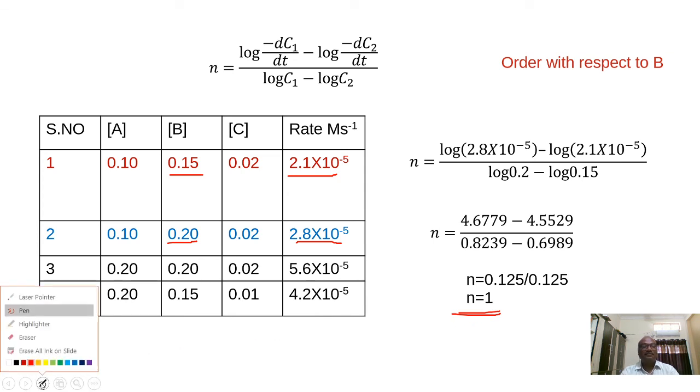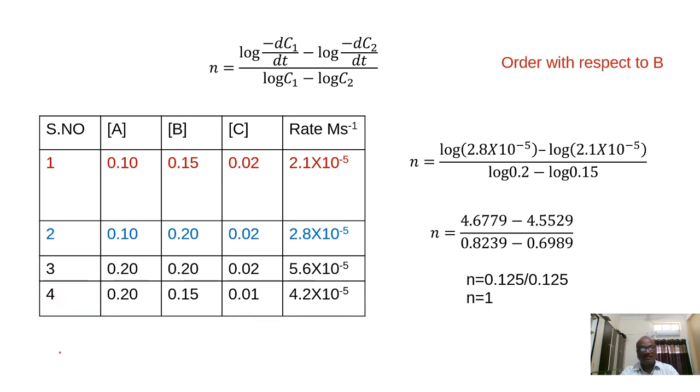Like this, we can determine the order of reaction with the help of the rate of reactions determined for different concentrations.